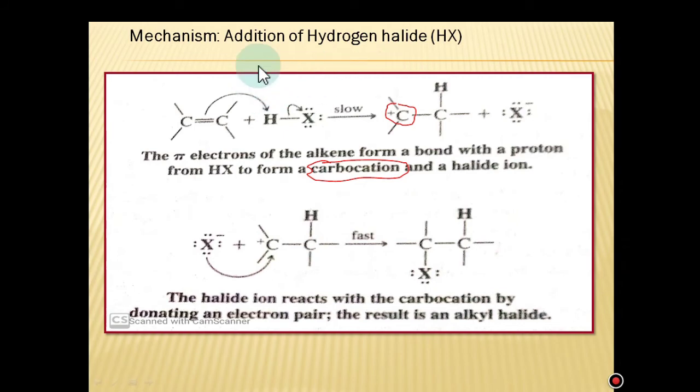So now, what is the mechanism of addition of hydrogen halide? This is the alkenic compound and HX. The double bond shifts towards this H, because H acquires a partial positive charge as halogens are more electronegative. These electrons are withdrawn towards the halogen and this double bond shifts towards the hydrogen. This is the rate determining step, the formation of the carbocation. See here, carbon acquires the positive charge. The pi electron cloud of the alkene forms a bond with a proton from HX to form a carbocation and a halide ion. Now this halide ion reacts with the carbocation and the formation of alkyl halide takes place. So the important point is that a carbocation is formed.